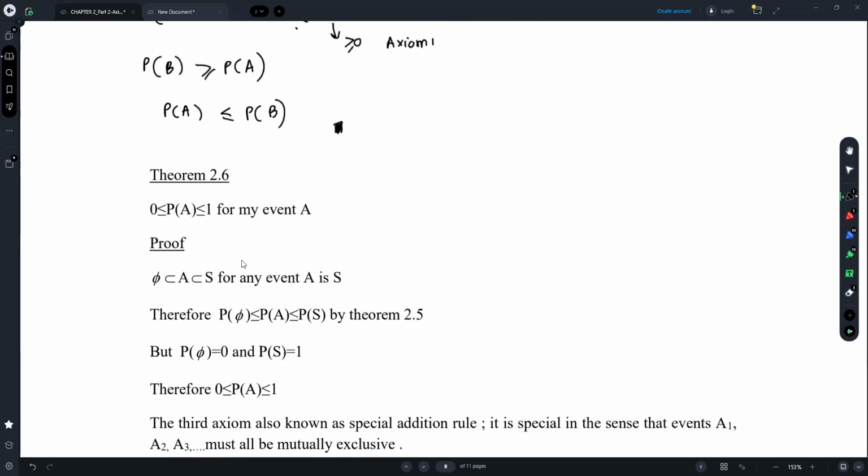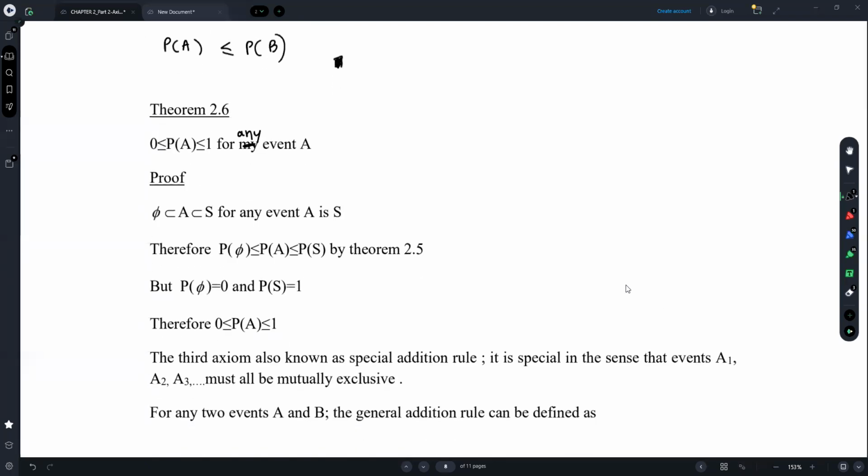Right. Here's the next theorem. Probability of an event A is always in between 0 and 1, for any event A. Right. So the proof is there. I'll give you a few minutes to go over it.